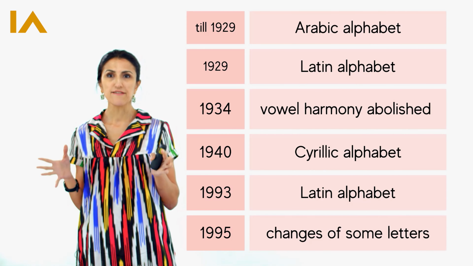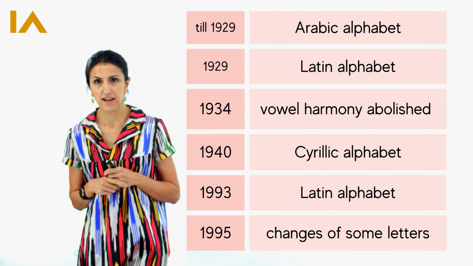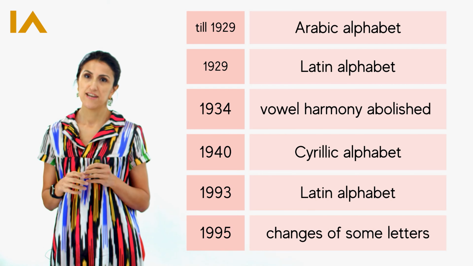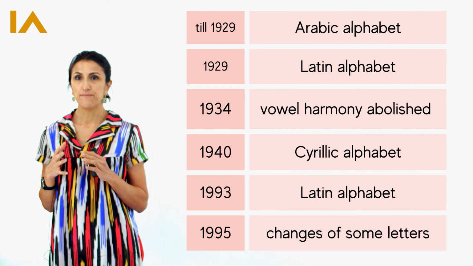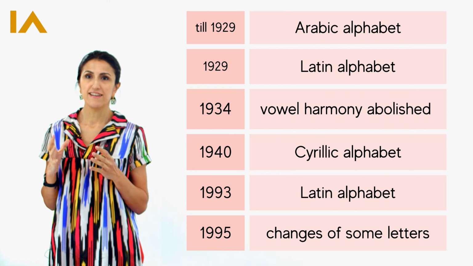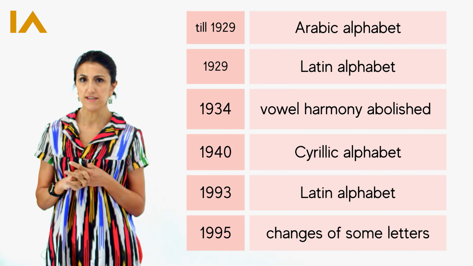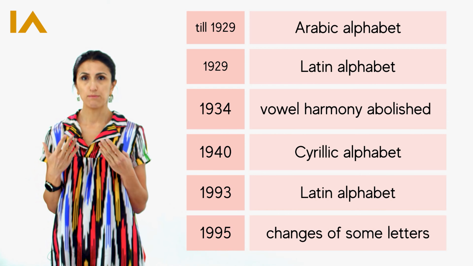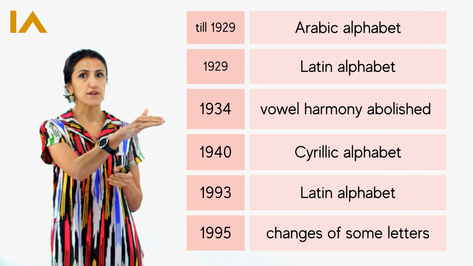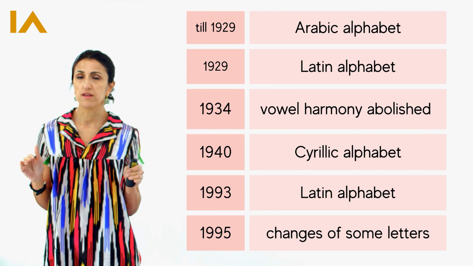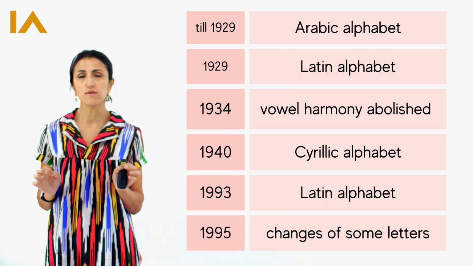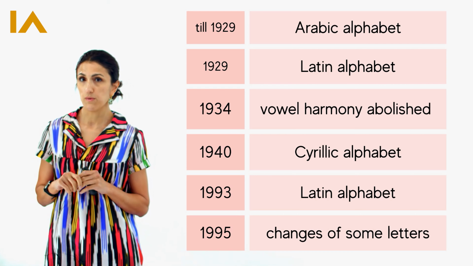So, I would like first to talk about the history of the Uzbek alphabet for the last 100 years, the major changes that it faced for the past century. By 1929, in this region the Arabic alphabet ruled, and in 1929 we moved to the Latin alphabet. But in 1934, vowel harmony was abolished from the Uzbek language, and probably the Uzbek literary language is the only Turkic language that doesn't have vowel harmony.